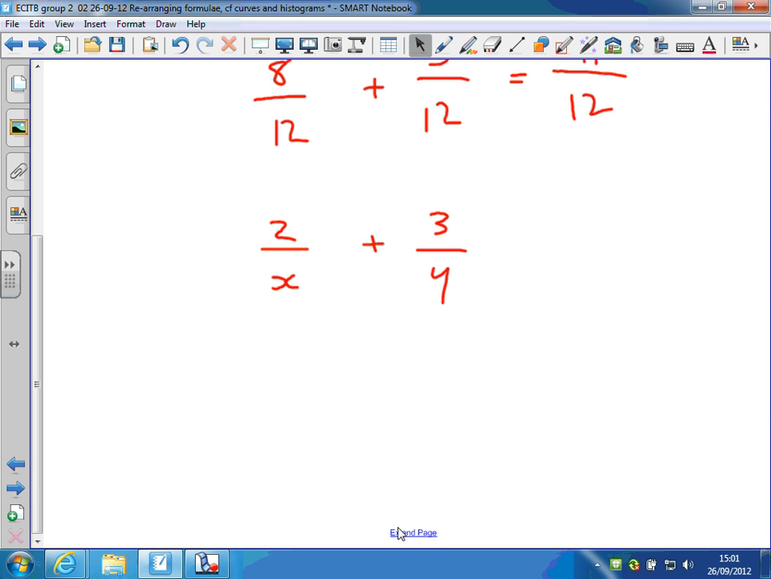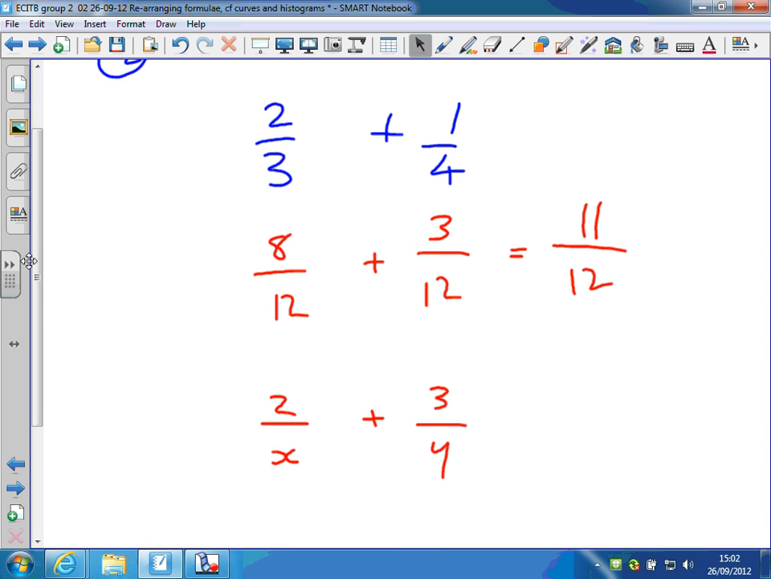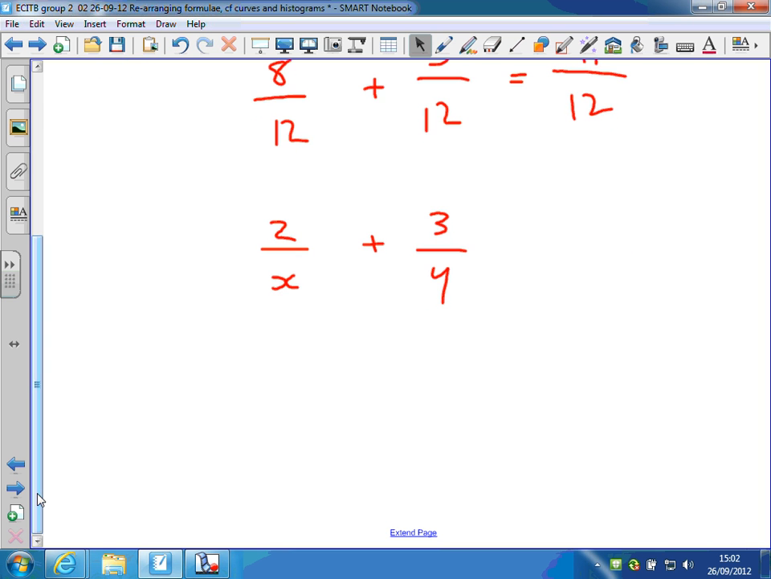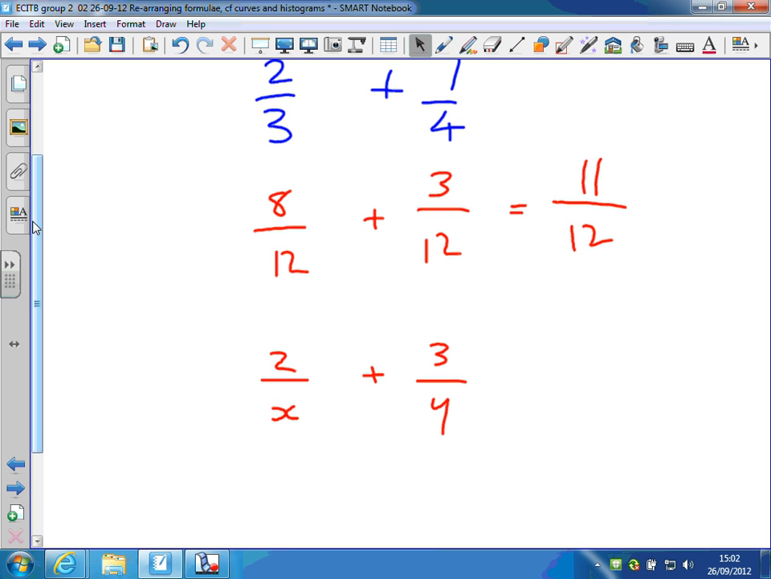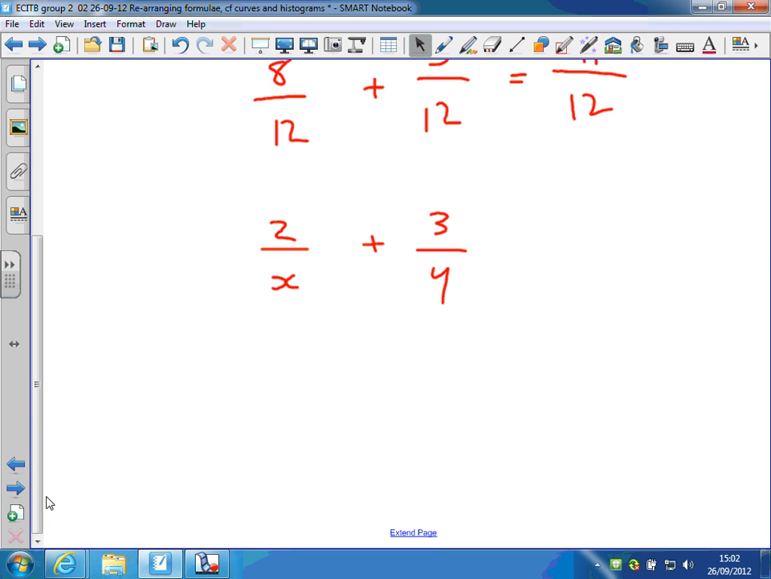So how do I find the common denominator for these fractions? Think of this process. What did I do there to get the common denominator? So what do I do here? X, Y. I multiply them. What did I do to get the common denominator here? I times 4 and 3 to get 12. Same here. I times X and Y. They're numbers. I just don't know what they are. X times Y gives me XY, which is X times Y.